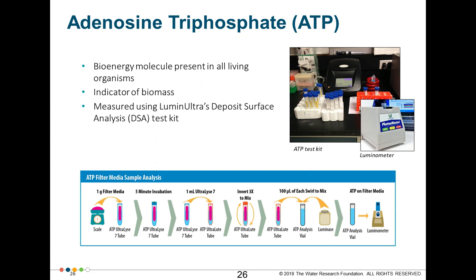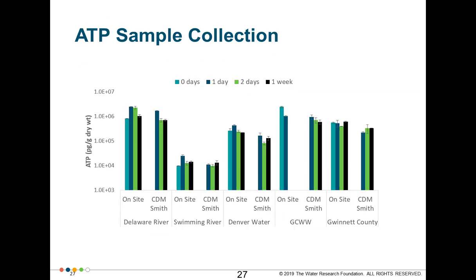The next tool that I'll discuss is adenosine triphosphate, which is ATP, a bioenergy molecule in all living organisms. This is really an indicator of biomass rather than bioactivity, and I'll show you some data on why we think that in just a minute. But there is some confusion in how it's conveyed at times in terms of whether it's bioactivity or biomass, and so that was one of the things we tried to help elucidate as part of this project.